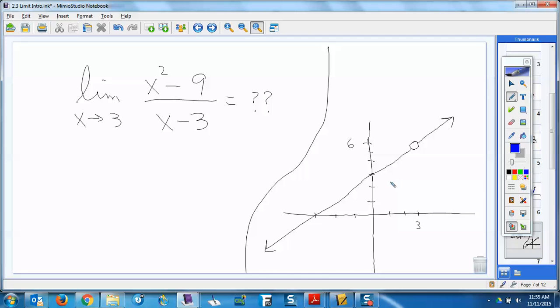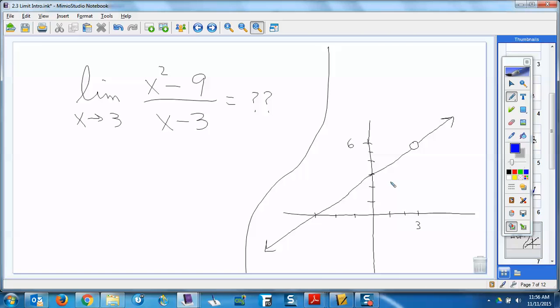Now, we also know we could do some algebra here, couldn't we? We could factor this, right? x plus 3, x minus 3, cancel the x minus 3's. And then you just get x plus 3. Now, what is x plus 3 as x approaches 3? Plug a 3 in for x, you get 3 plus 3 is 6. It's kind of like what we were doing here.